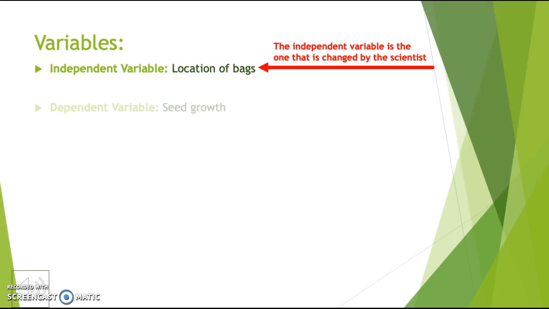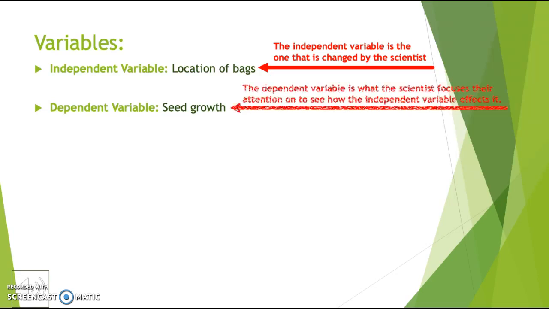I then include my dependent variable. The dependent variable is what the scientist focuses their attention on to see how the independent variable, so for mine, the location of the bags, is impacting the experiment. So my dependent variable then is seed growth.